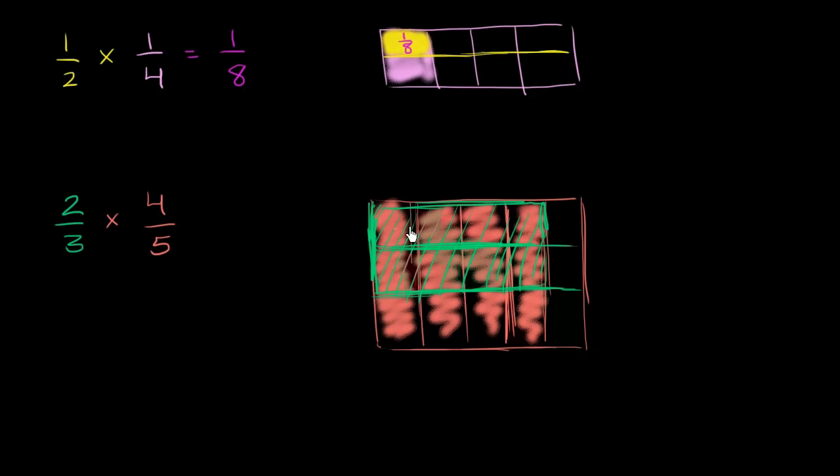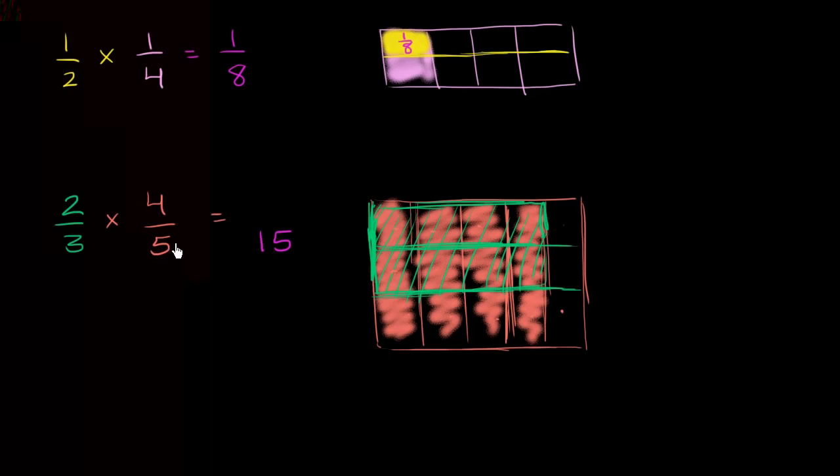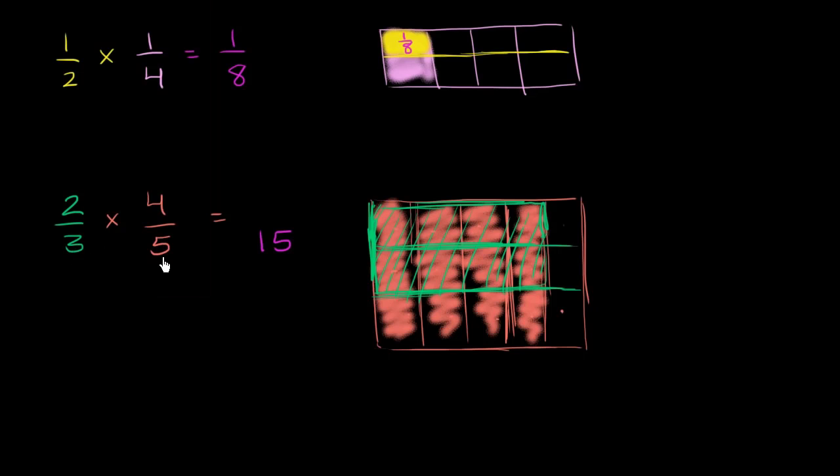Well, we have 1, 2, 3, 4, 5, 6, 7, 8, 9, 10, 11, 12, 13, 14, 15. So we have 15 equal sections. Let me do this in a new color. We have 15 equal sections, and that makes sense. We started with 5 equal sections, but then we divided each of those into 3 equal sections. So now we have 5 times 3 total equal sections.